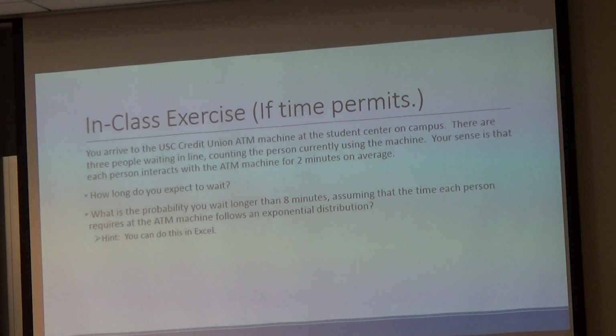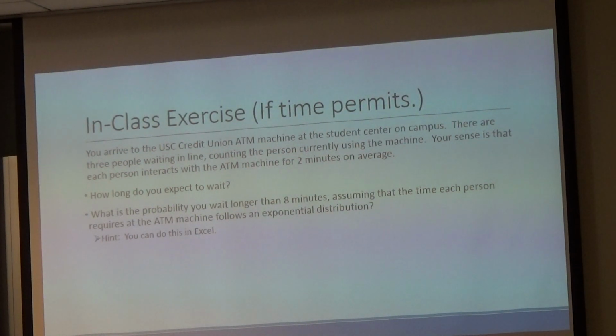I really want to make sure I'm not late to my probability class, so let's say, what's the probability you wait longer than 8 minutes? I really don't want to wait too long here, and 8 minutes is my absolute upper limit. So what's the probability I wait longer than 8 minutes, assuming that the time each person requires at this ATM machine follows an exponential distribution? The hint is, A, you can do this in Excel, and B, the relevant thing that we did in class today was calculating probabilities for binomial, because I've got a sum.